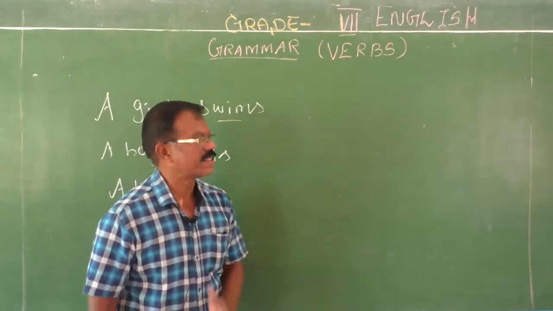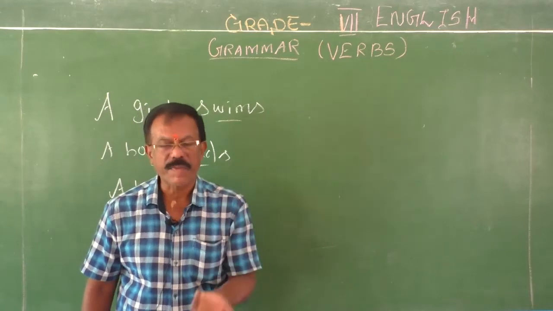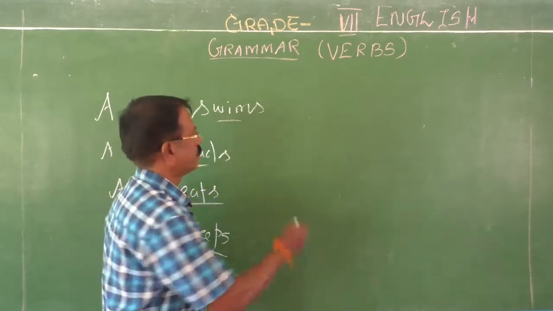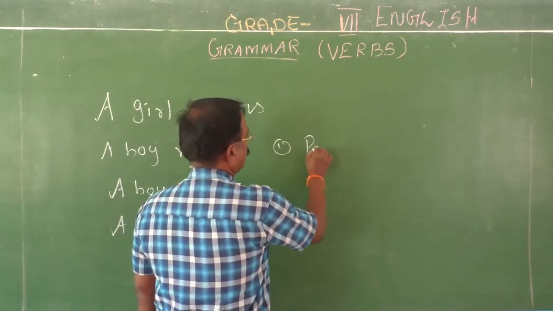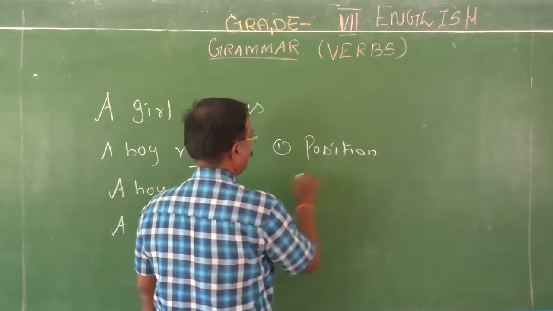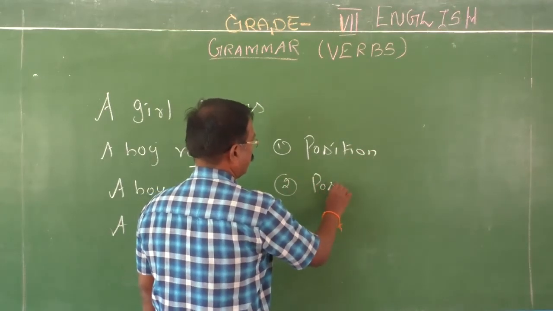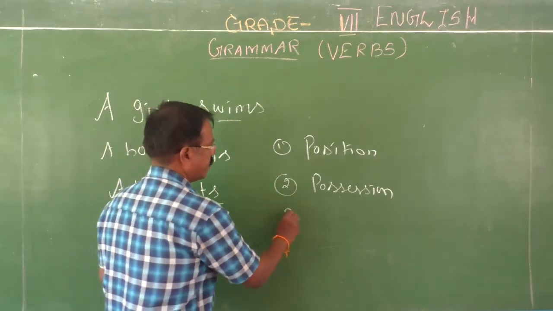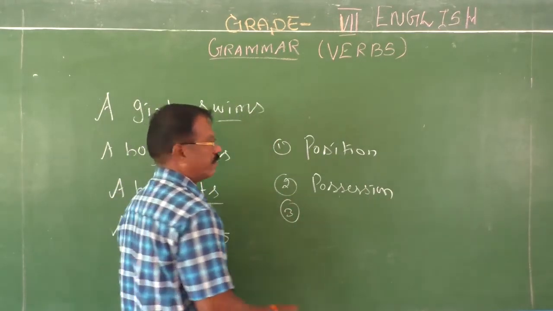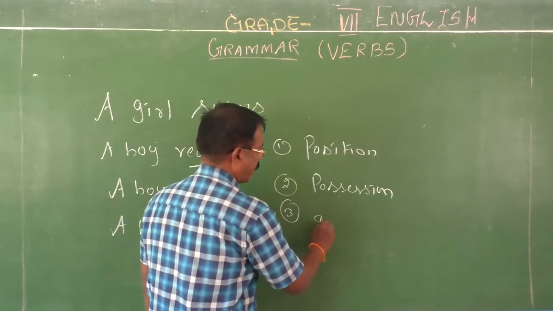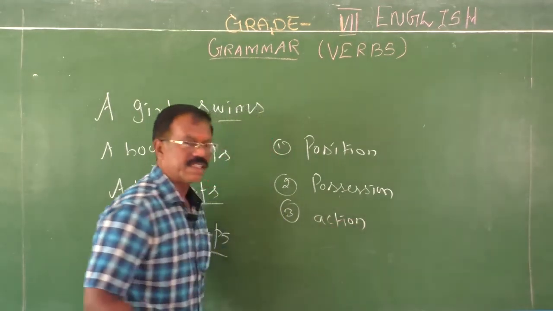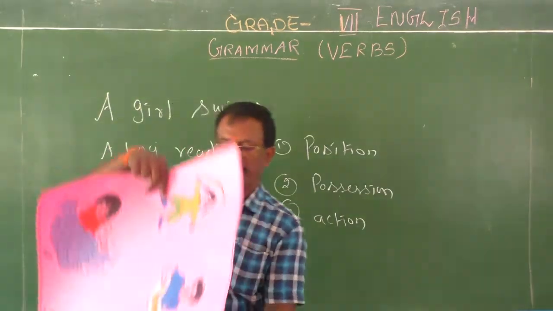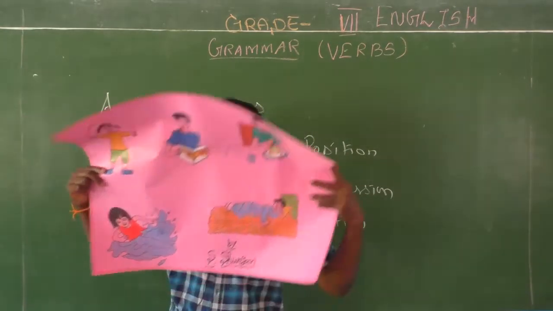So now let's sum up. Let me sum up all the functions of a verb. A verb does three important functions. One, it shows the position of a thing or person. Second, it shows the possession, what a person or thing has. Third, it shows an action done by the subject or done to the subject. That's important. Okay, children. So, the third important function is clearly explained through the chart.